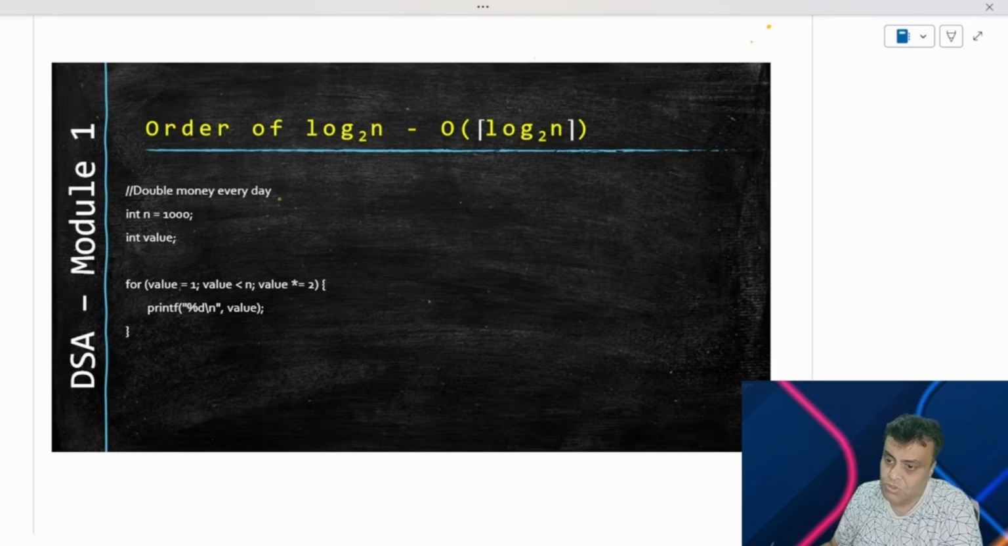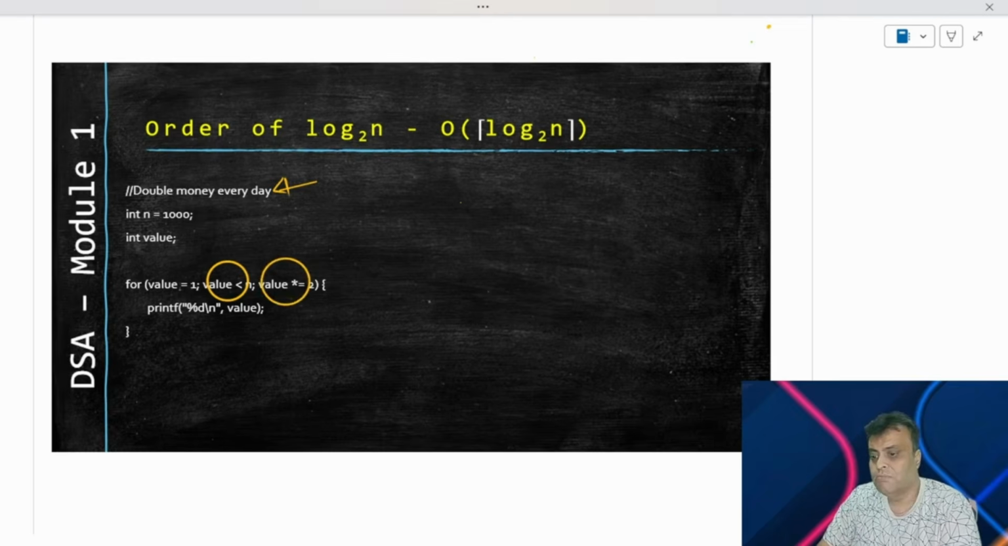So this problem here is to double money every day, right? If that is the problem and we are doing this code in this manner, then let us see how we can calculate the time complexities. We have to be very careful when we are comparing time complexities on these two things. One, what are you comparing against? And two, how is the increment happening?